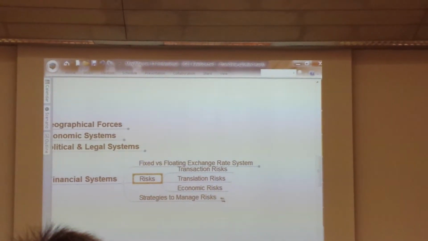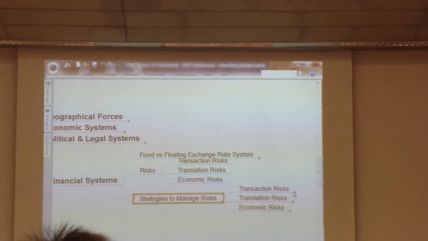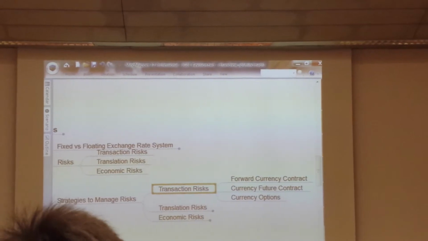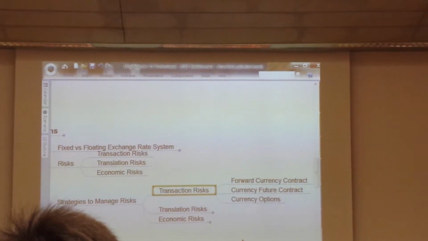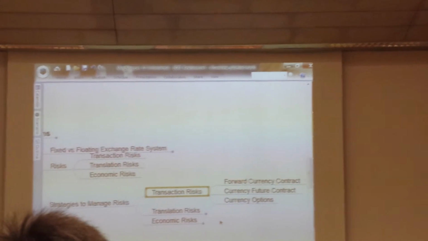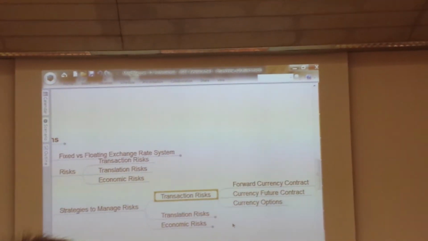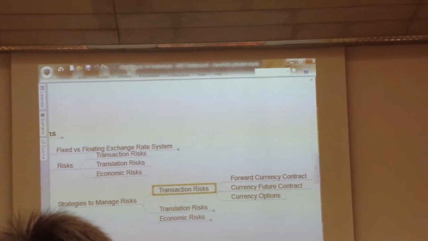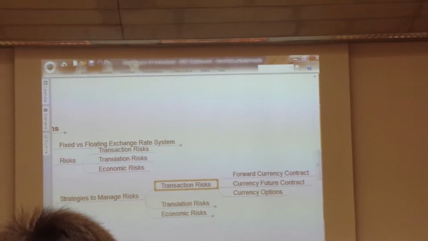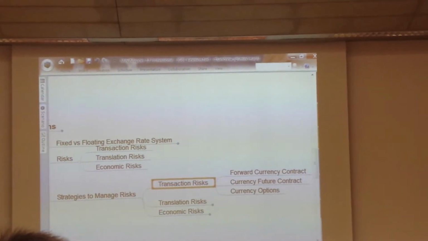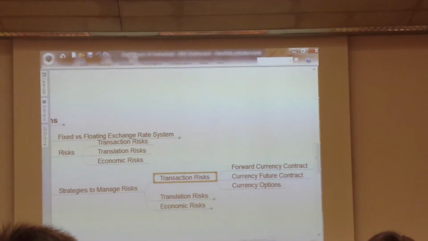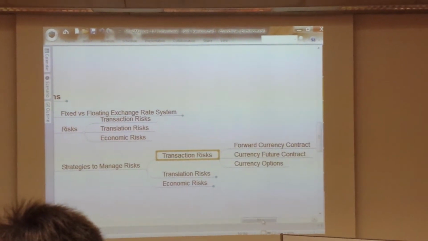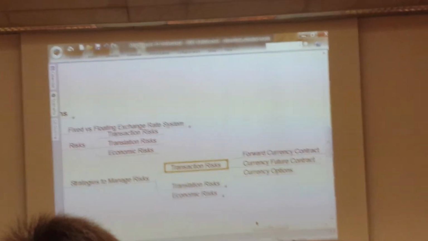And of course, strategies to manage risk, which I've already shared with you. Okay, I'm going too fast, I know that. Okay? Anyway, risk strategies to manage risk. You stop there, don't copy so much. Okay, this part is important. In case you didn't hear me, this part is important. Translation risk, economic risk. Okay?